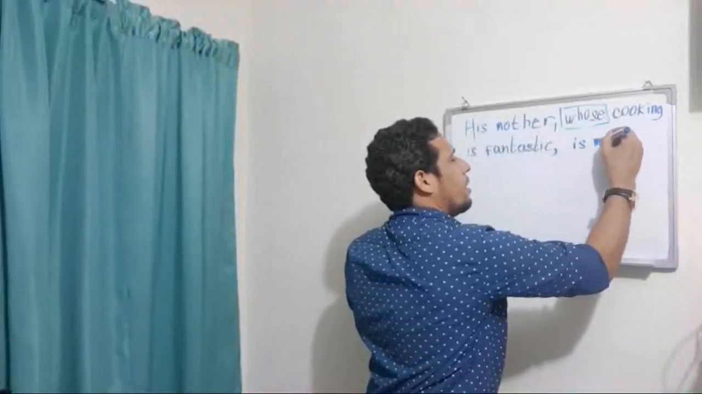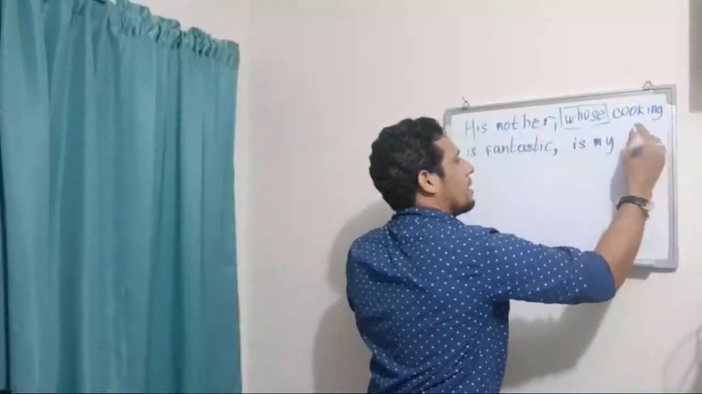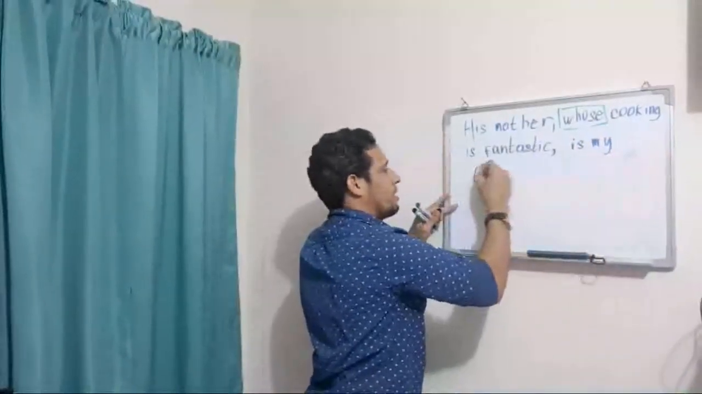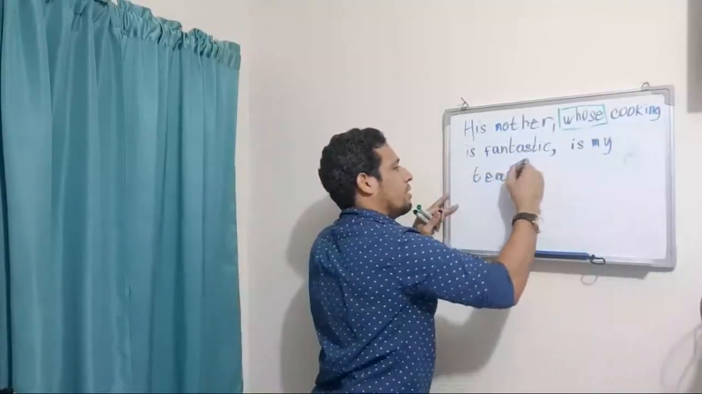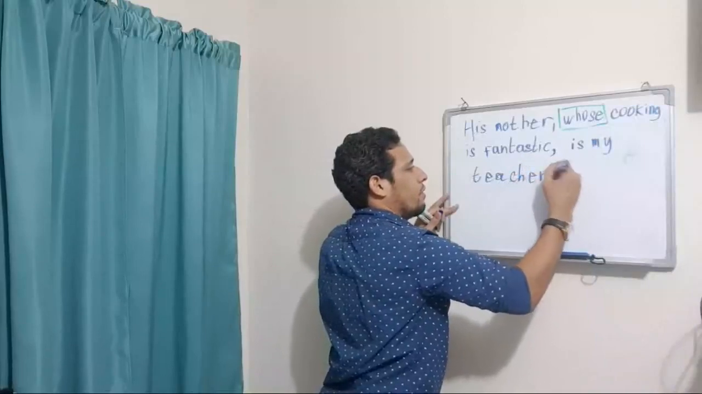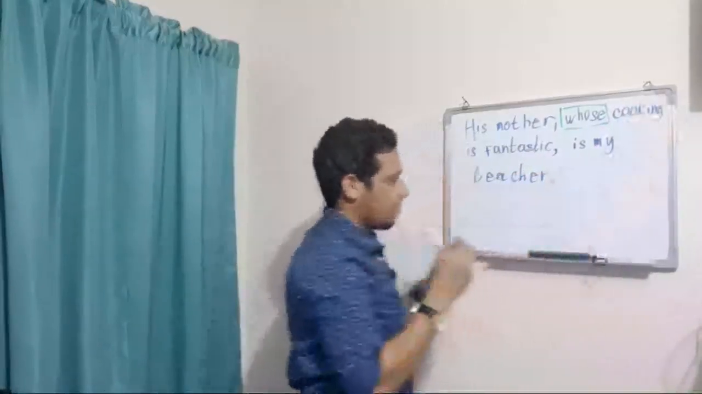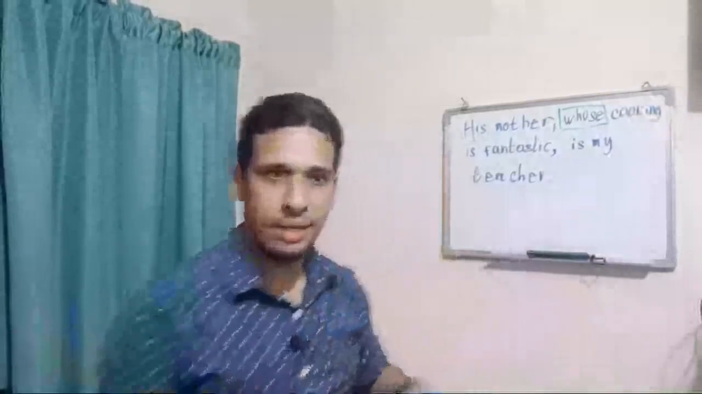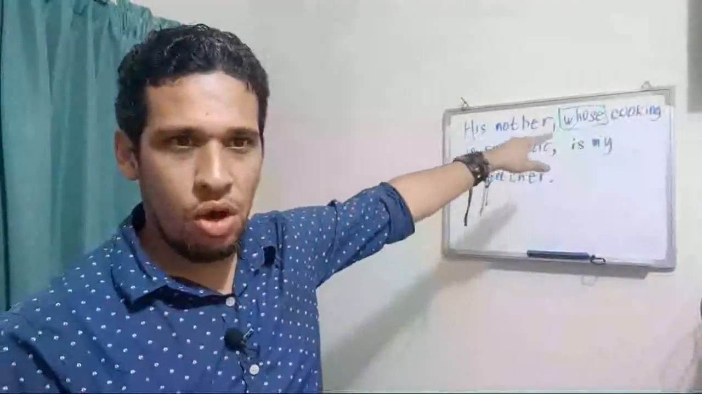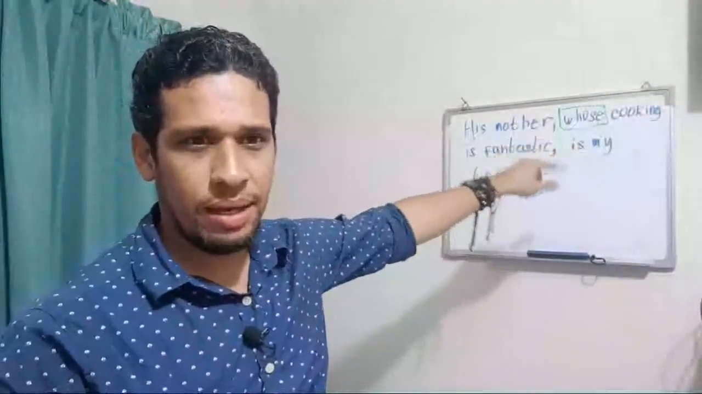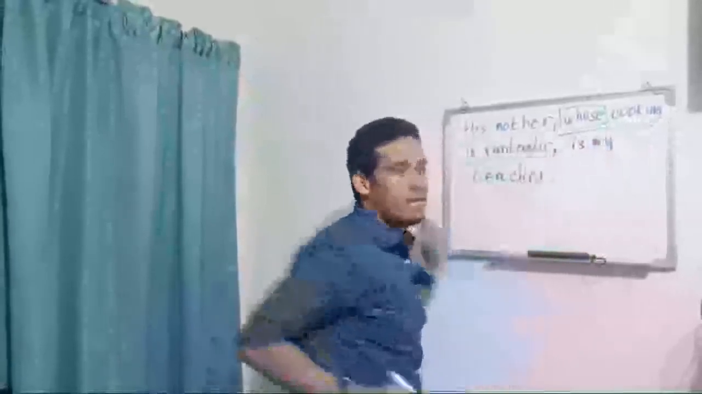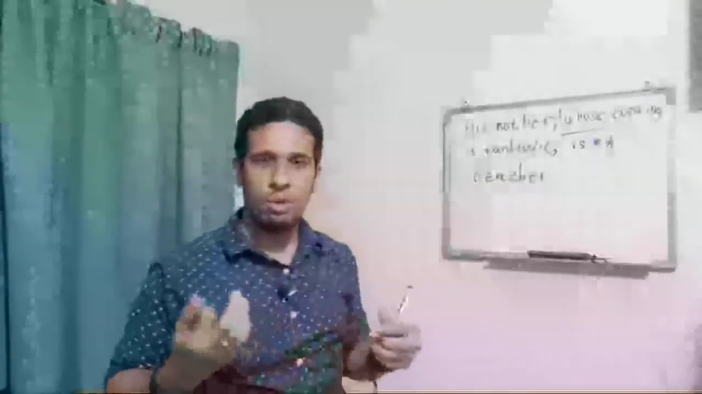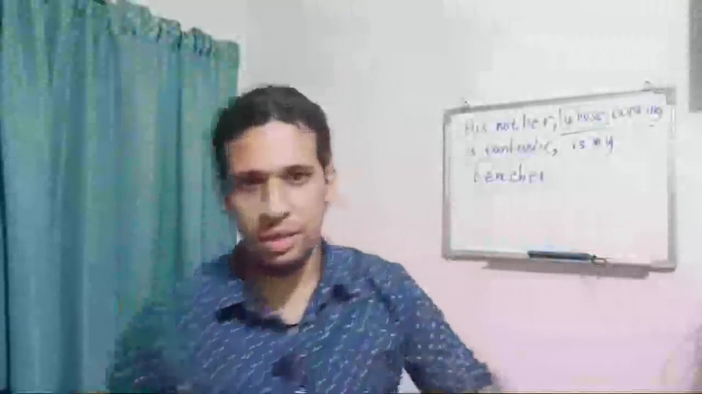Is my, and then you can say teacher or whatever other example. Teacher. Here we go. That's it, right? His mother, whose cooking is fantastic, is my teacher. Entonces, esto que nosotros vemos acá, right? Whose cooking is fantastic, es lo que nosotros conocemos como relative clause.